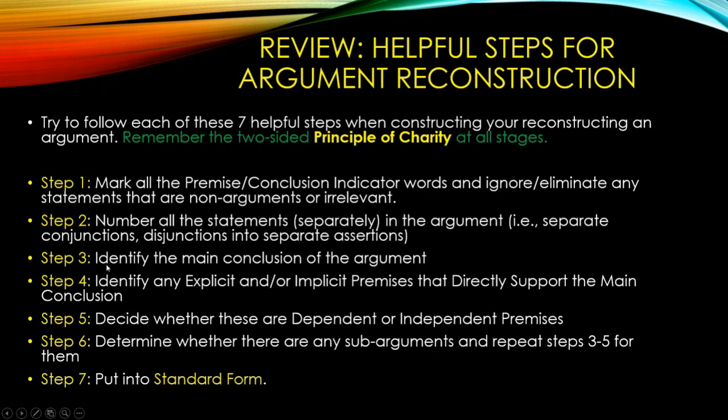Step 3, identify the main conclusion of the argument. Step 4, identify any explicit and or implicit premises that directly support the main conclusion. Step 5, decide whether these are dependent or independent premises. Step 6, determine whether there are any sub-arguments and repeat steps 3 through 5 for them. Finally, step 7, put it into standard form.